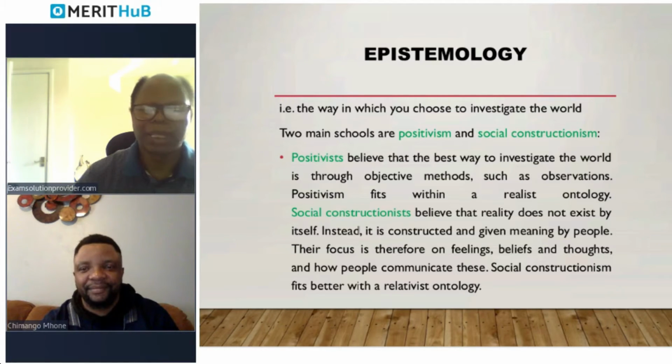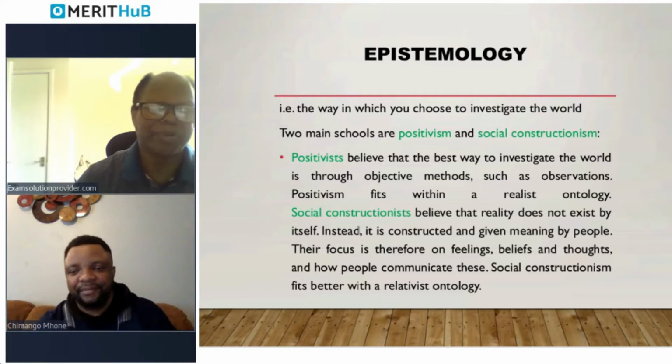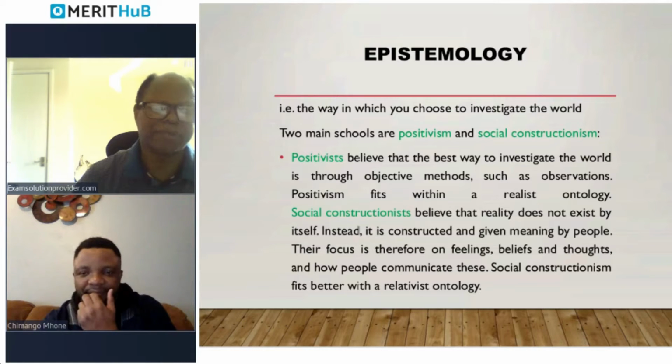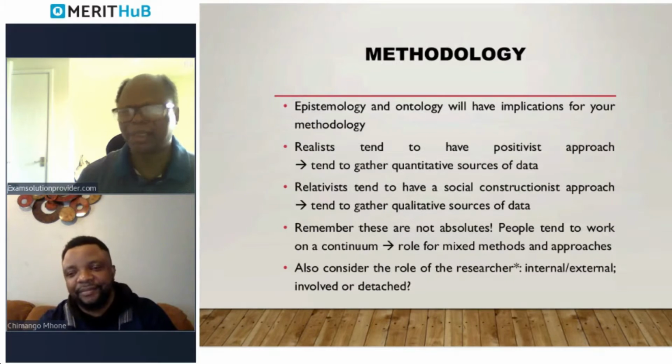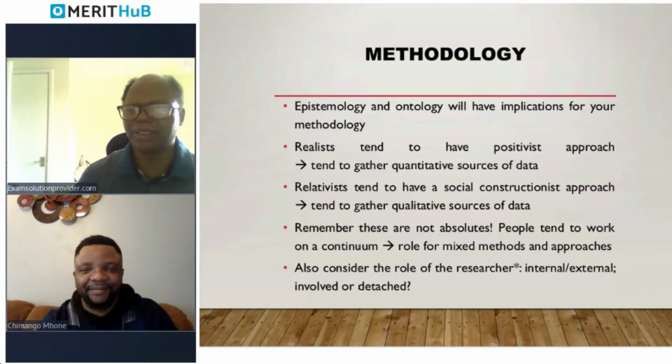Instead, it is constructed and given meaning by people. Their focus is therefore on feelings, the beliefs we have, the thoughts we have, and how people communicate this. Social constructionism fits better with the relativist ontology. So don't worry about this. That's where we started thinking about it. This is your user friendly approach, which starts coming from you.